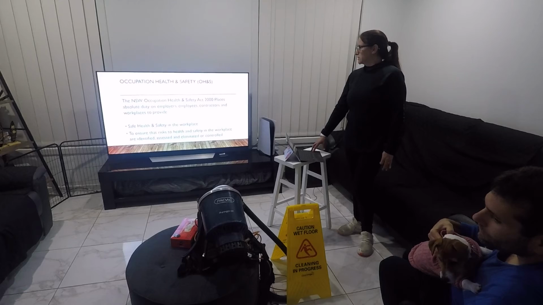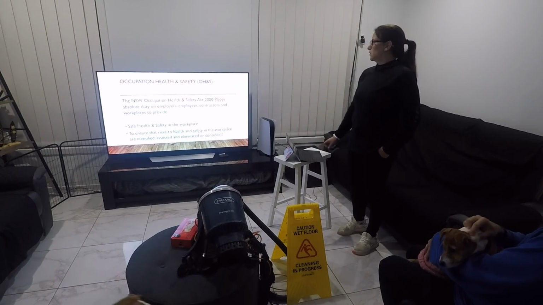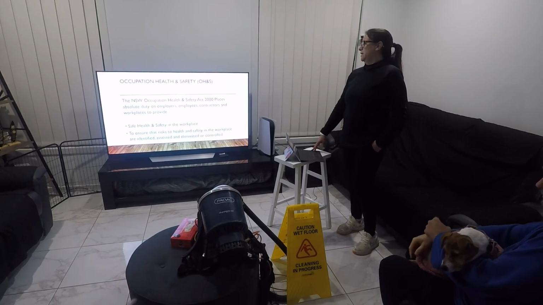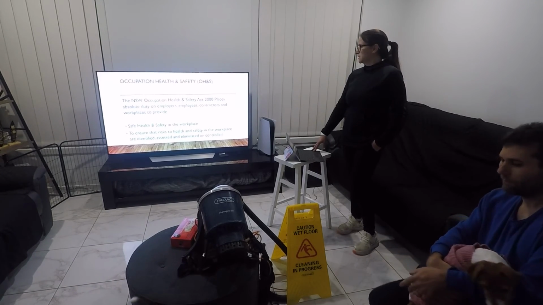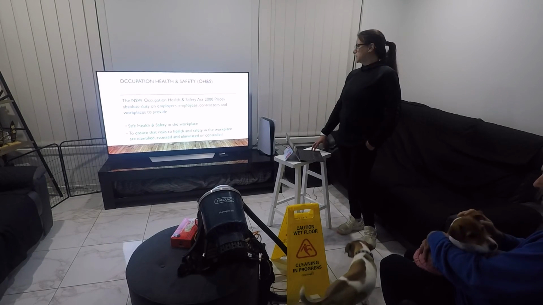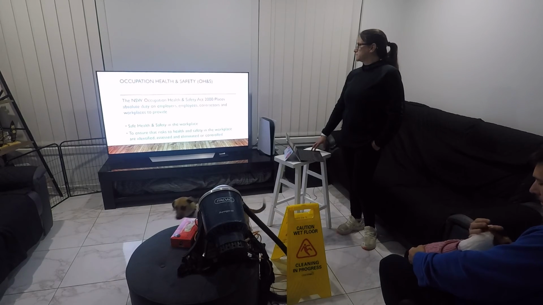The New South Wales Occupational Health and Safety Act 2000 places absolute duties on employers, employees, contractors, and workplaces to provide safe and healthy conditions in the workplace, to ensure that risks to health and safety in the workplace are identified, assessed, and eliminated or controlled.